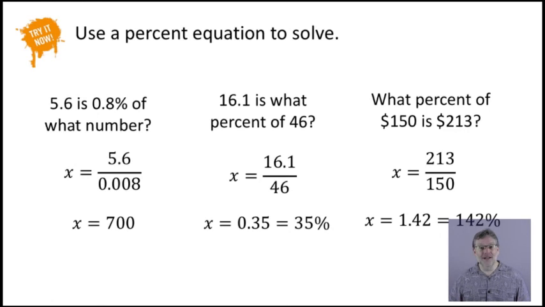16.1 is what percent of 46? We're trying to find the rate this time, and so we simply take the amount or the portion of 16.1 and divide it by the base of 46, and we get 0.35, which expressed as a percent is 35%.